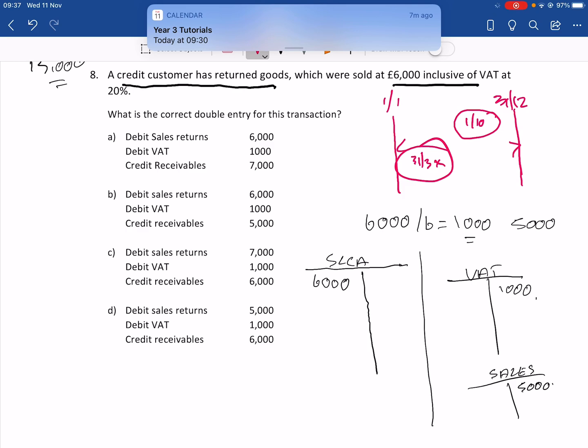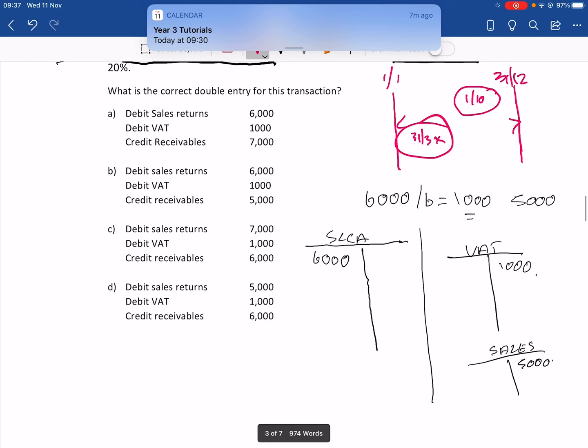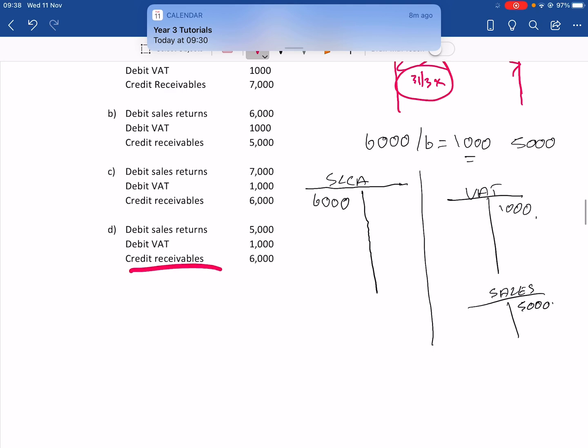But this is a sales return. So these goods have returned now. So let me show you what we do for the sales return. I'll use those same accounts. So look, the answer is this one, but I'll explain why. So this is a sales return now. Credit receivables is the same as the sales ledger control account. It's our receivables. Because we're not going to get this money back from our customer, we would credit the sales ledger control account, or trade receivables, by £6,000.